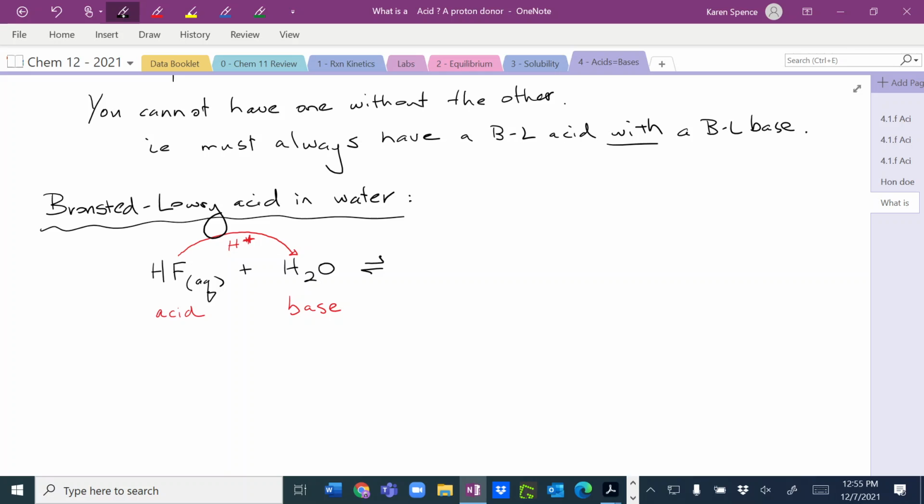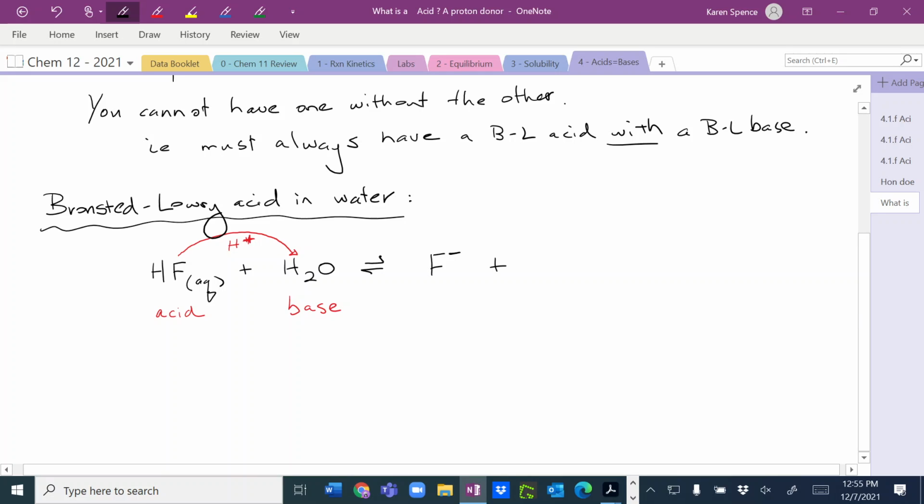If I remove a hydrogen from HF, what am I left with? I'm left with F, but I'm not only removing a hydrogen, I'm removing an H plus. So I'm also removing a positive charge. So what am I left with? I'm left with F minus. Yes, because I took away a positive charge.